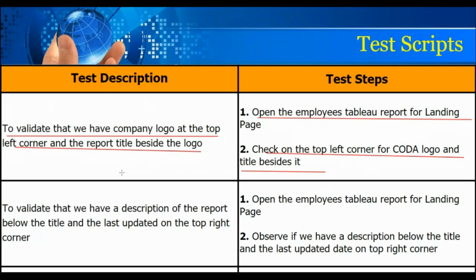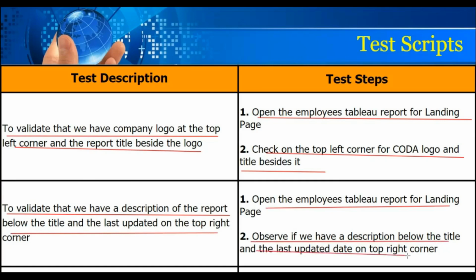The same applies to the second test scenario, to validate that you have a description of the report below the title and the last updated on the top right corner. Again, we open the employees Tableau report landing page, then observe if we have a description below the title and the last updated date on the top right corner. So this is what we're going to follow. This is just a section of the test script.